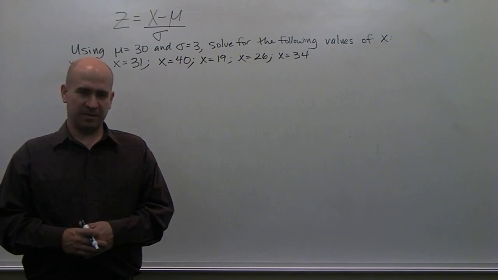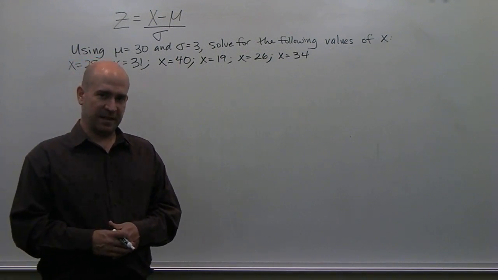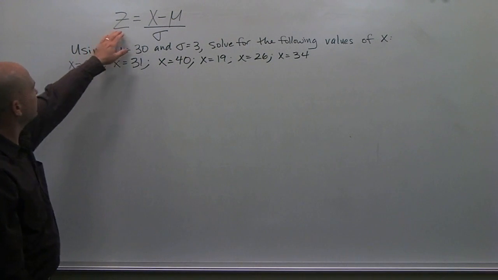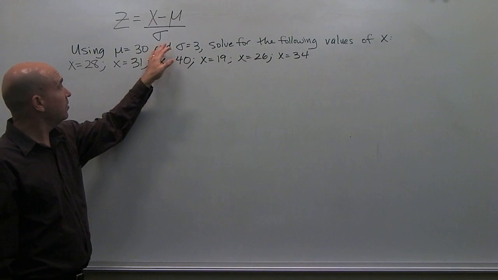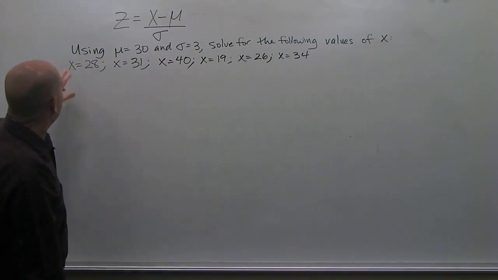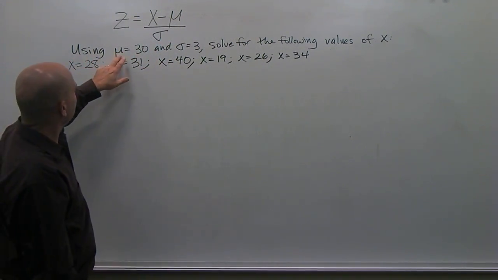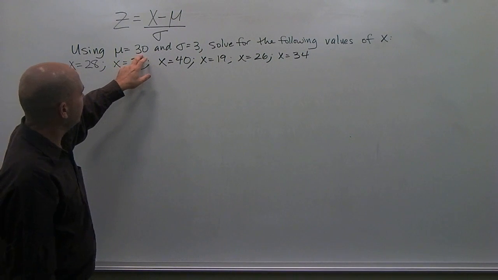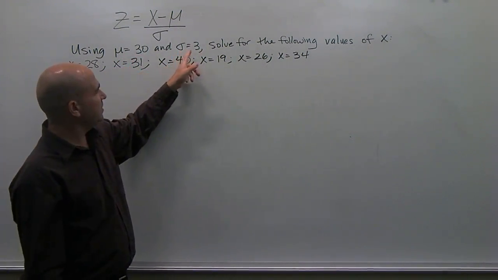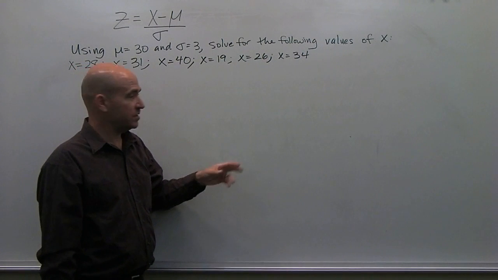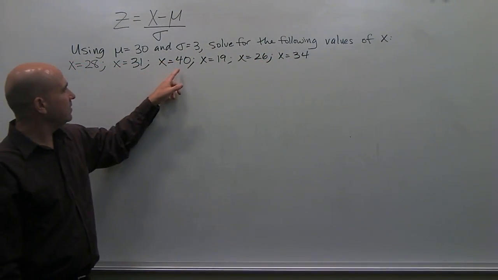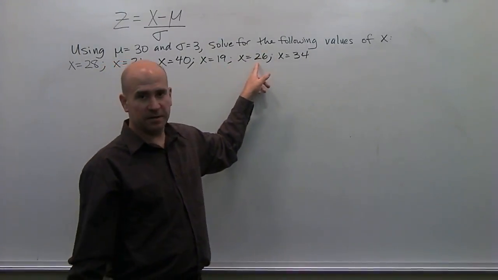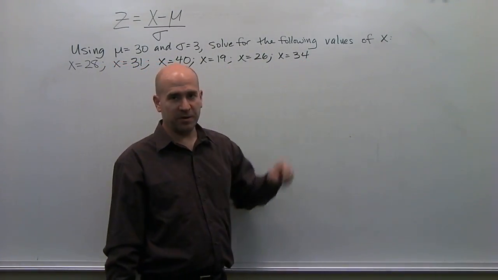Here we'll take a look at some additional examples solving for z. Okay, here we have our z-score formula once again. Z equals x minus mu over sigma. And using mu, population mean of 30, and a population standard deviation of 3, we're going to solve for the following values of x: 28, 31, 40, 19, 26, and 34.